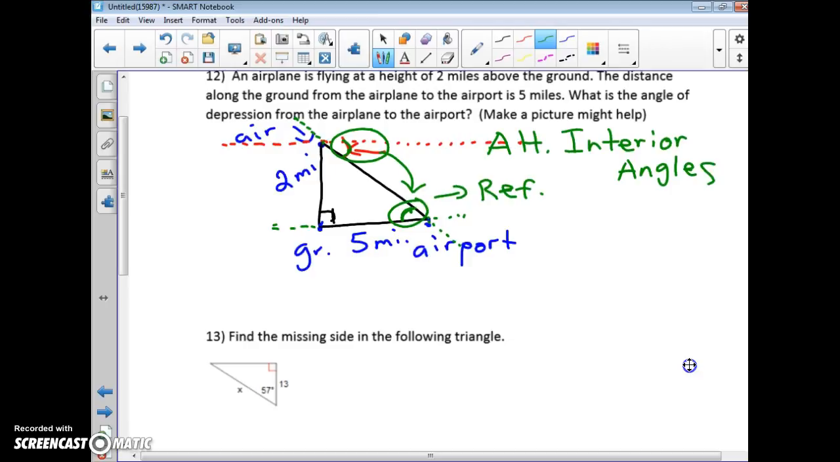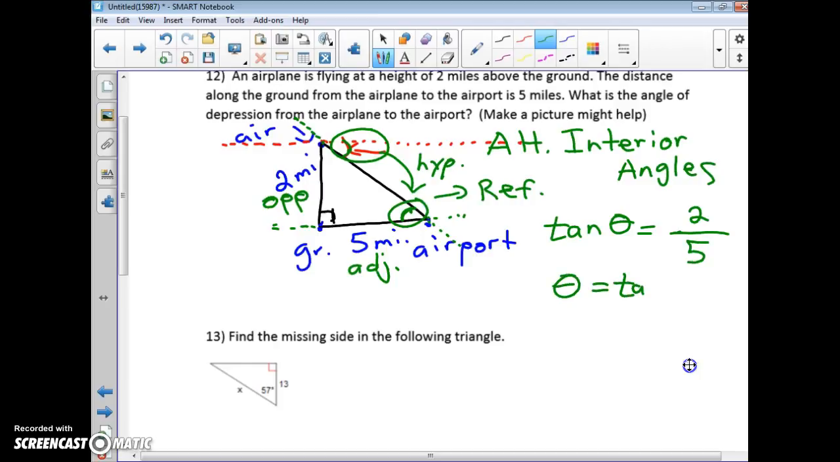So if that's going to be my reference angle, here's my opposite side, here's my adjacent side, and here's my hypotenuse. So looking at this, I'm going to say, well, tangent of theta, I'm just going to use theta because we don't know it, equals my opposite side, 2, over my adjacent side, 5. So theta is equal to inverse tangent of 2/5. If you punch that in your calculator, rounding it off, my angle of depression is about 21.8 degrees.